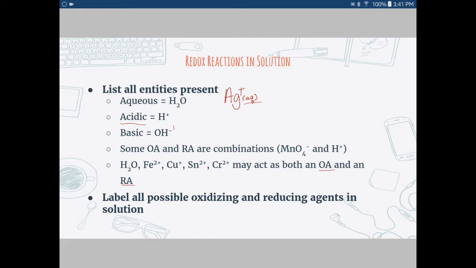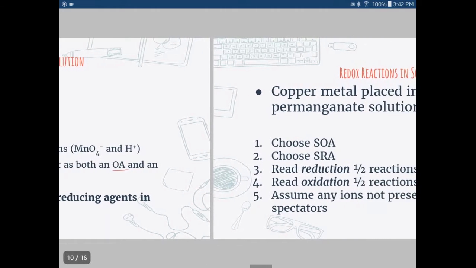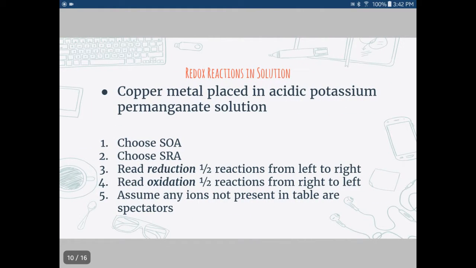And then we label all other possible oxidizing and reducing agents in the solution. So, our first example is looking at copper metal placed into an acidic potassium permanganate solution. So we have copper metal, and this is a step that we have to do first above these other 5 steps.